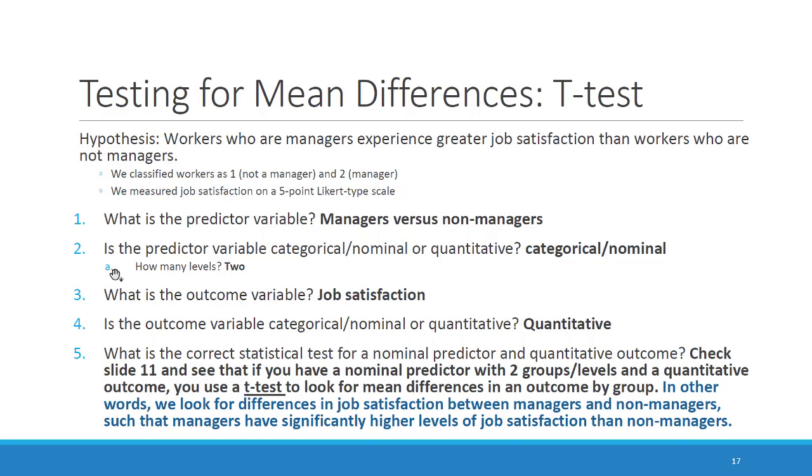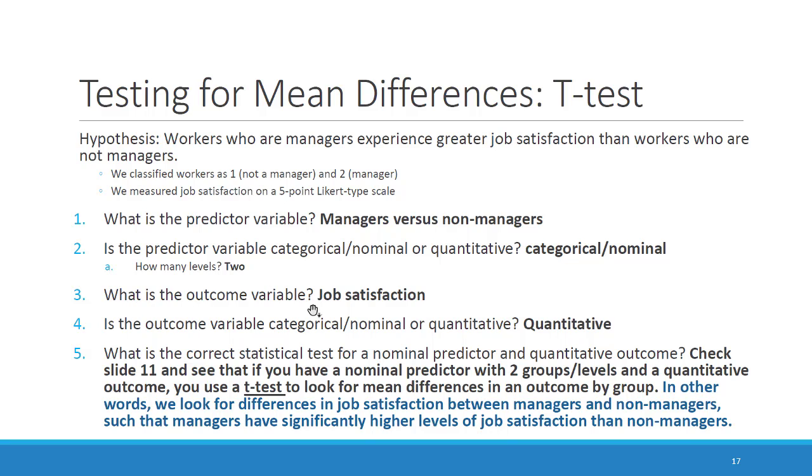And we see that we have another question here, a follow-up question, as to how many levels we have of our categorical nominal variable in this case. And the answer is 2. It's 1 non-manager or 2 manager. So there are 2 levels.